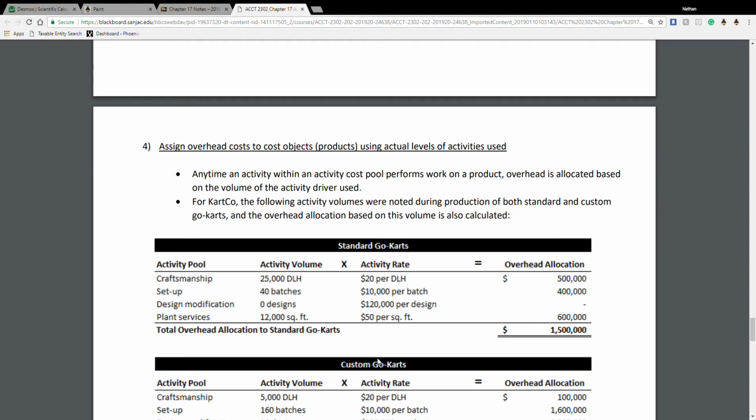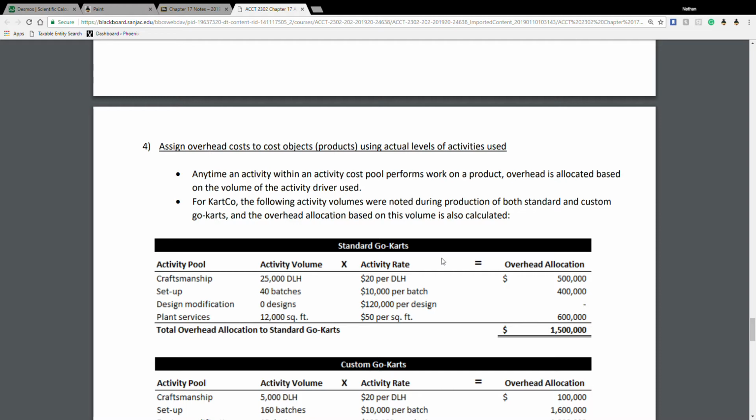So number 4, we finally get to assign the overhead cost. Okay. So with activity overhead cost, we're going to look at the products themselves and what it takes to actually do these products. So they're going to be based on the activity volume for each one. And we have it basically with craftsmanship for standard. They take 25,000 direct labor hours. Setup takes about 40 batches, or they can do 40 batches. Design mods, since this is a standard go-kart, there is no new designs, so it's just 0. And plant services, we have 12,000 square feet dedicated to standard carts.